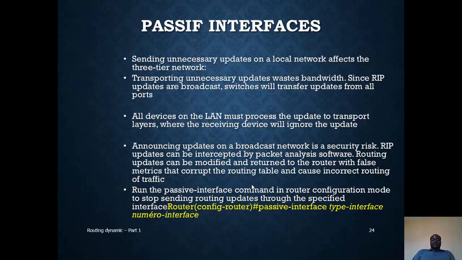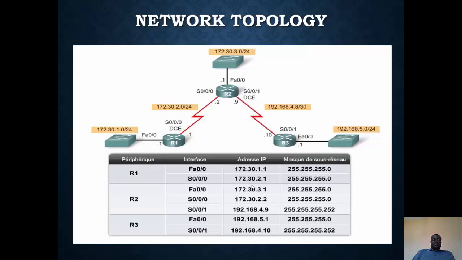We can use the passive-interface command in router configuration mode to stop sending routing updates through the specified interface. This command is router config passive-interface followed by the interface type and the interface number.